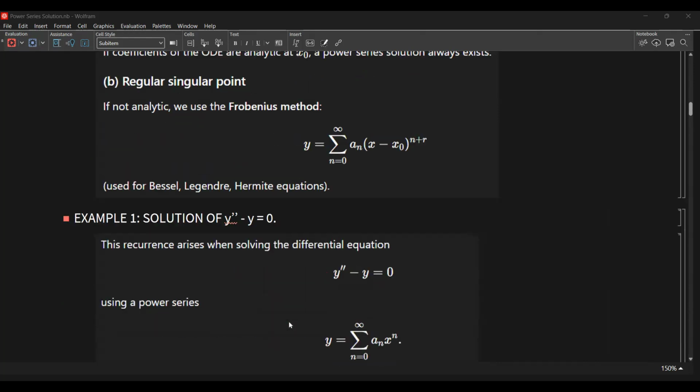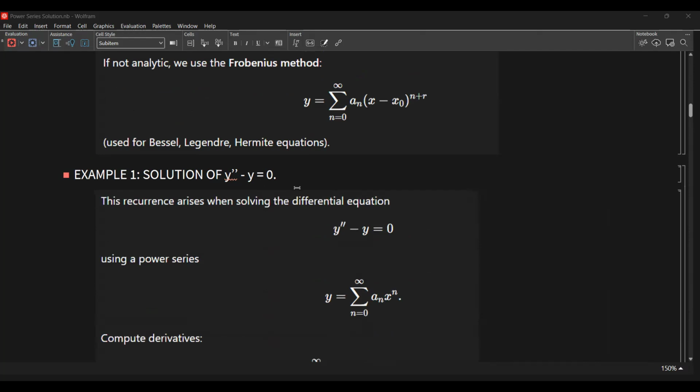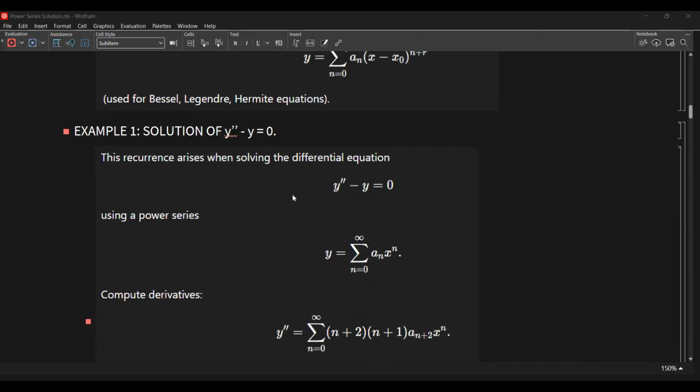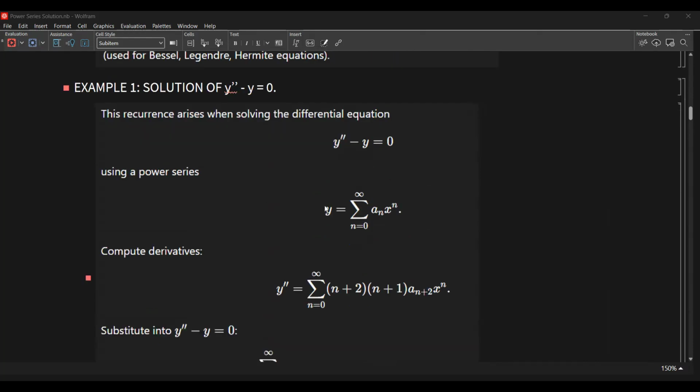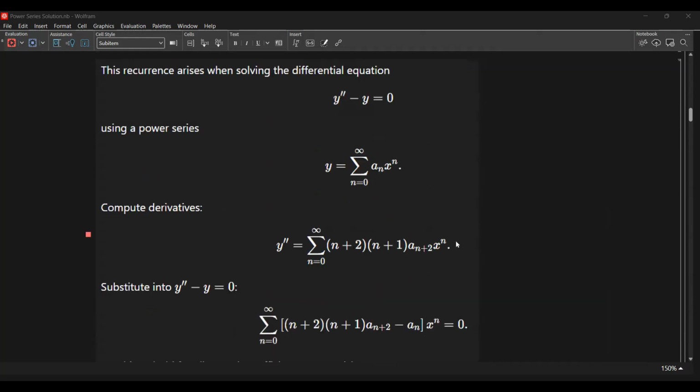Now we have example one here: y double prime minus y equal to 0. This recurrence arises when solving the differential equation. We have the power series y equal to the summation of c sub n x to the n, from n equal to 0 to infinity, and we have the double prime here.